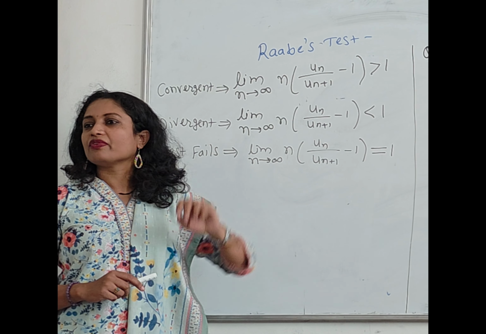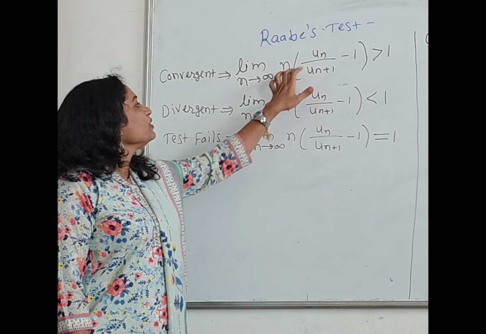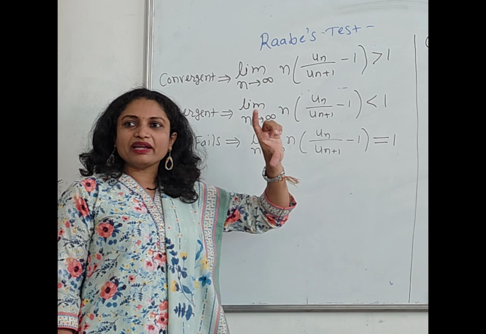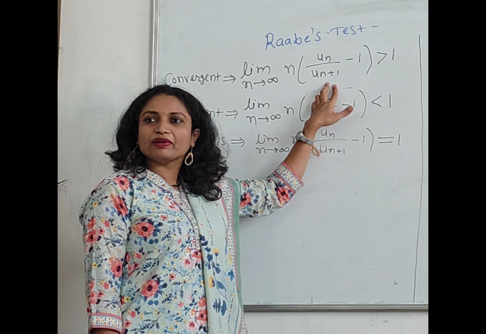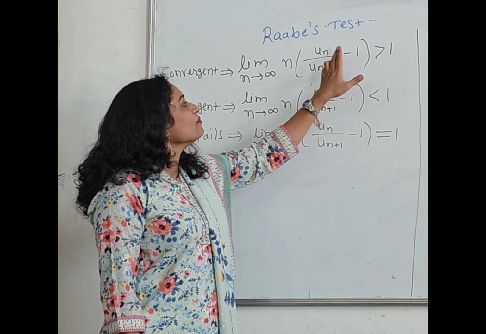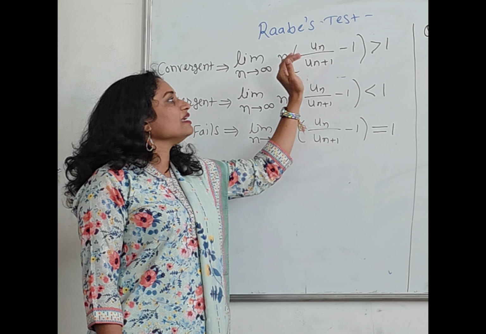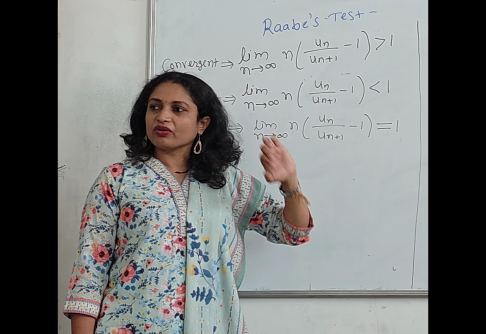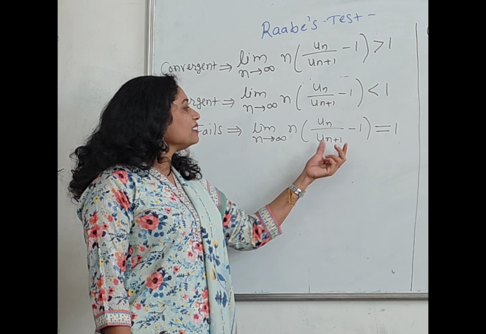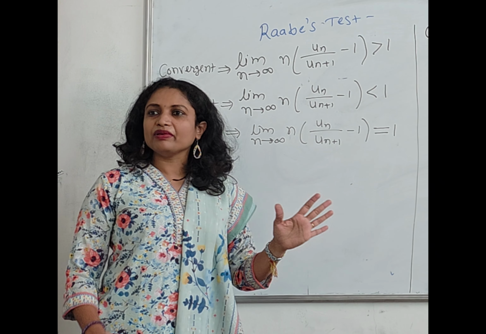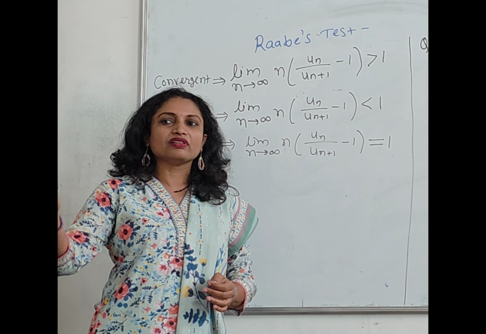So what is the format of Raabe's test? Take the limit as n tends to infinity of n into (un upon un plus 1 minus 1). You might have observed this pattern un upon un plus 1 in the ratio test. If this is greater than 1, the series is convergent. If this is less than 1, the series is divergent. And if it is equal to 1, the test will fail. Meaning if the ratio test fails, then Raabe's test fails, then you will have to use the next test.